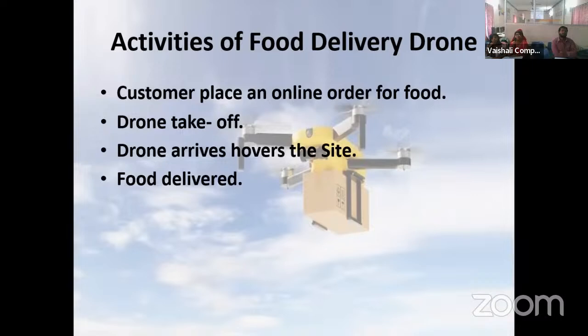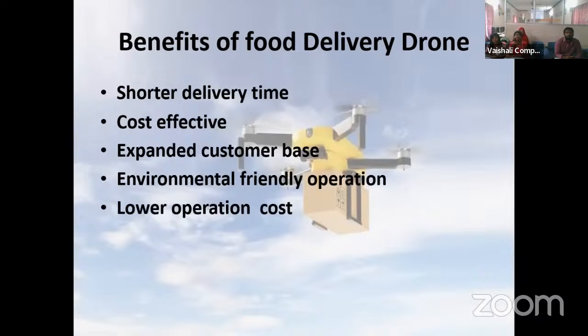Drone arrives over the site. When the drone arrives, it hovers over the site and will lower the package by cable or wire, usually in the person's backyard. Food delivered. Once the food has been delivered, the drone heads back to the establishment. There are a few drone services that have already been used, tested, and utilized in this method of delivery, so that the consumer does not have to worry about their food. Next slide. Benefits of food delivery drone.